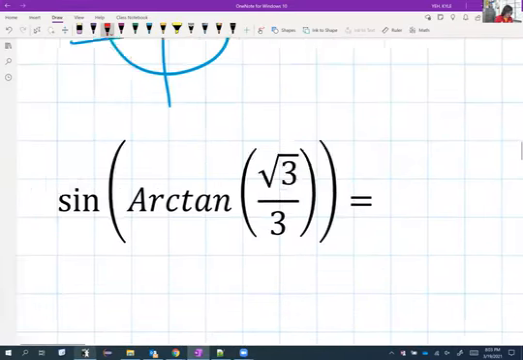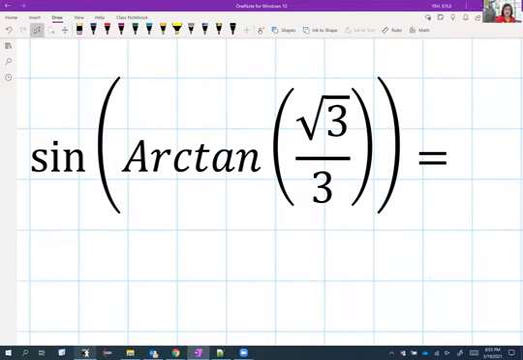All right, how about down here? Sine of arctan of root 3 over 3. Now, we don't know tans as well, I know. And we don't know radians as well, but we're still going to be able to solve this.